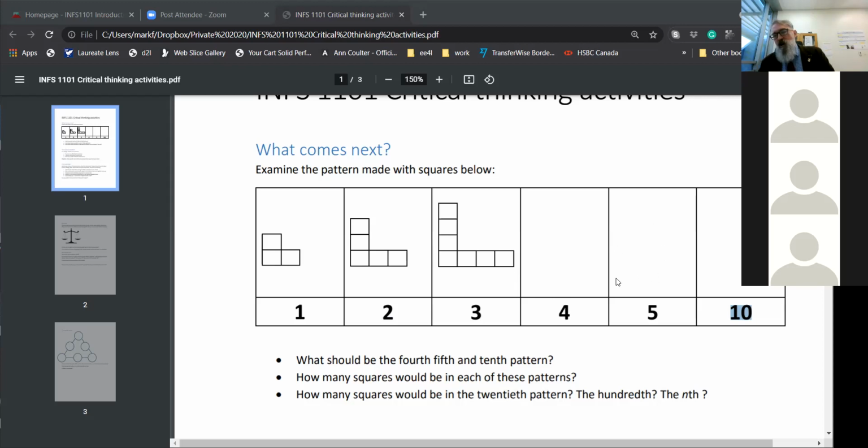6 high: 1, 2, 3, 4, 5, 6, and then 6 wide. So add another 5 to that 6, that gives you 11. And how many blocks total?